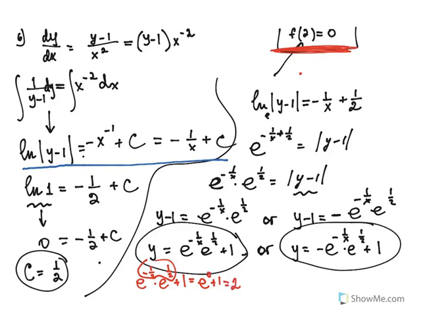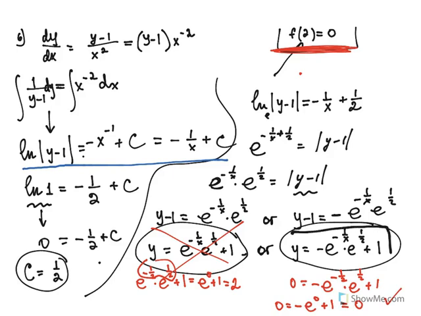No, that's 2. That doesn't work. So let's cross it out. And just in case, let's check this one. So y is 0 equals negative e to the power of negative 1/2 times e to the power of 1/2, plus 1. So we get 0 equals negative e to the 0 plus 1. Aha, we do get 0. Perfect. So that means this equation right here is our final solution.